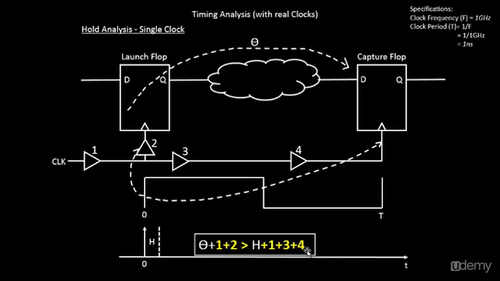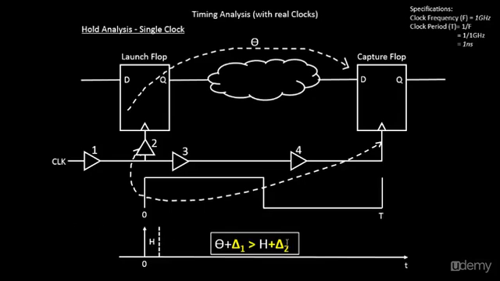Next, we'll call 1 plus 2 delta 1, the launch clock network delay, and 1 plus 3 plus 4 delta 2, which is the capture clock network delay. Now when we talk about skew, it's nothing but the launch clock network delay minus the capture clock network delay, and that should be 0. That is basically what skew is about. Skew says that delta 1 minus delta 2 should be close to 0, and if it is not, there are problems.